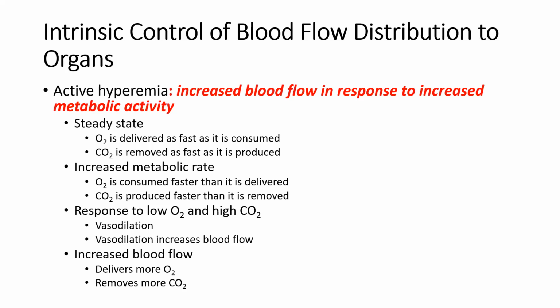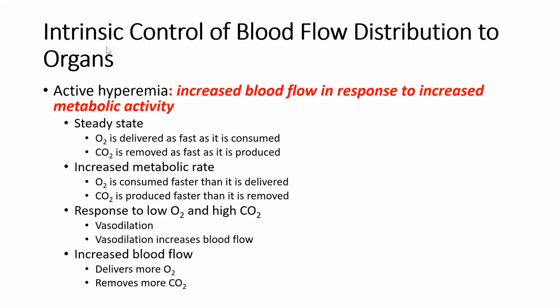And so we can think about tissues being at steady state, and when they're at steady state, the amount of oxygen being delivered is being consumed just as rapidly as the amount of carbon dioxide being removed. And so oxygen delivery is matching carbon dioxide production perfectly, okay? That's going to be steady state. That's where the arterioles would like to be. That's kind of the homeostasis in terms of our arterioles.